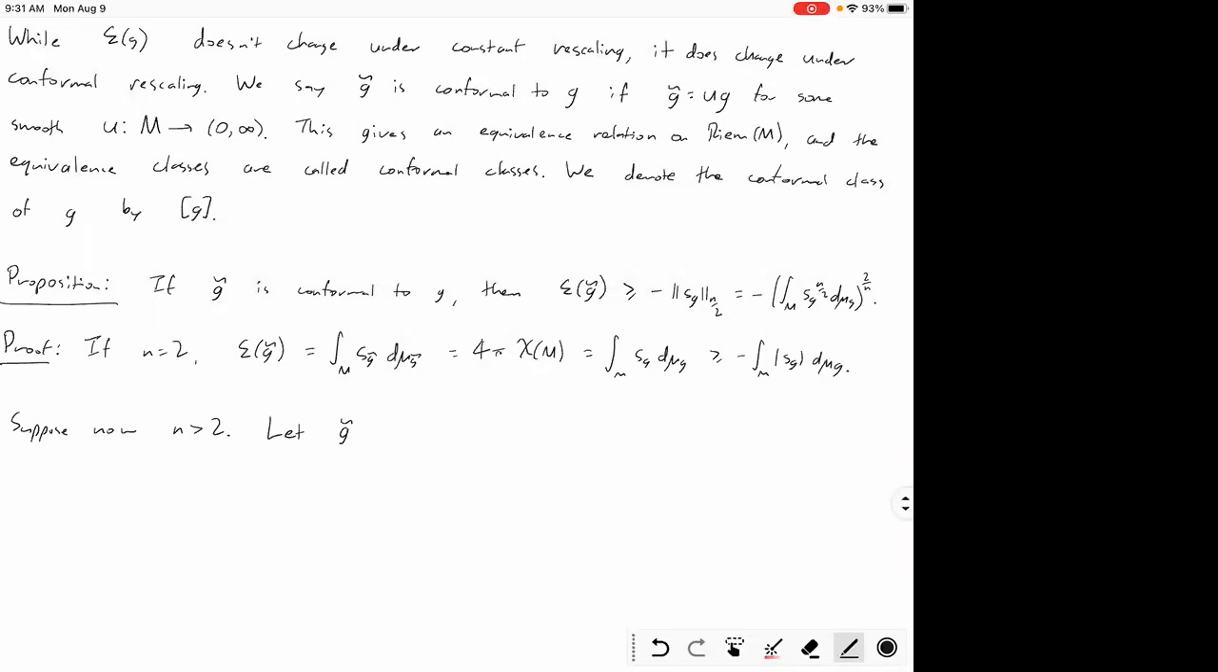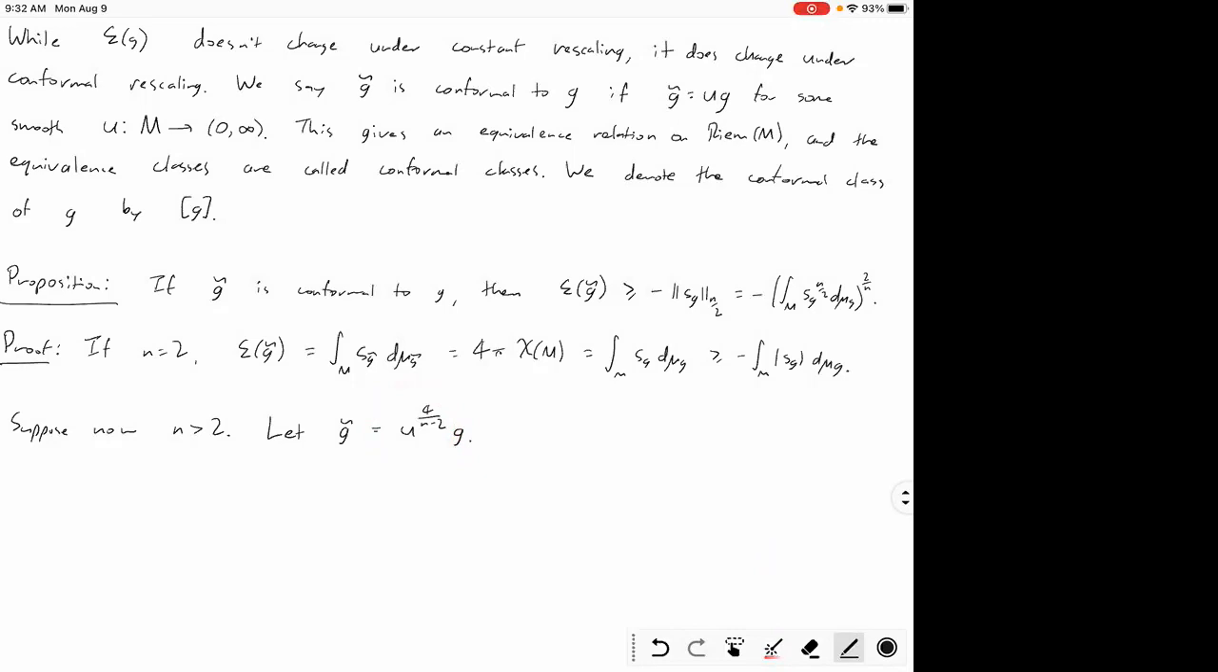So I know that G tilde is conformal to G, right? So I can write it as a positive function times G. I'm going to choose my positive function to be written in this form. So I'm going to choose a positive function U such that the conformal factor can be written like this. Okay, so it turns out this is a very nice simplification you can make to make calculations a little bit easier. Here, as before, U is a positive smooth function.